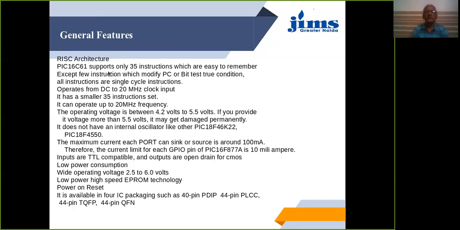The PIC series of controllers, that is 16C61 and 16F877, operate at 20 megahertz clocks. They operate at a low voltage between 4.2 to 5.5 volts. The maximum current that each port can sink or source is about 100 milliampere. There is a wide operating range for different series of controllers, from 2.5 to 6 volts. It has a low power, high speed EEPROM technology. We'll see the features as we come across a particular type of controller.